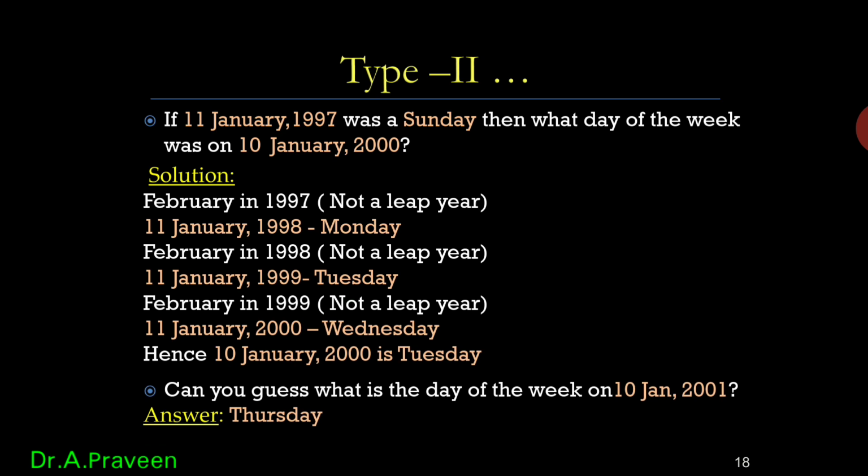So here, when we pass from 10th January 2000 to 10th January 2001, we cross the month of February in 2000, which is a leap year. So therefore it is 2 days after Tuesday.